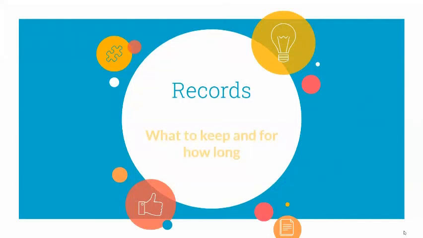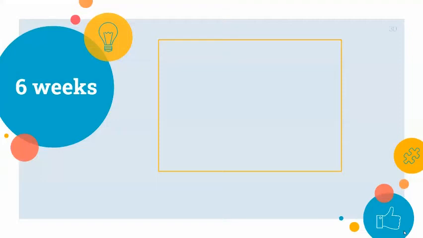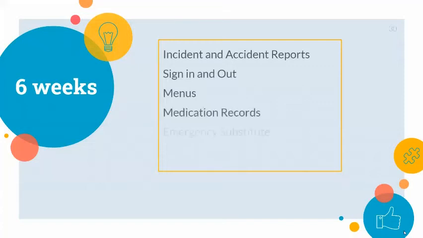Records, what to keep and for how long. Incident accident reports, sign in and out forms, menus, medication records, and the emergency substitute form should all be kept on site for 6 weeks. 6 weeks is how far back childcare licensing can do a complaint investigation. So 6 weeks is the magic number for records for childcare licensing.